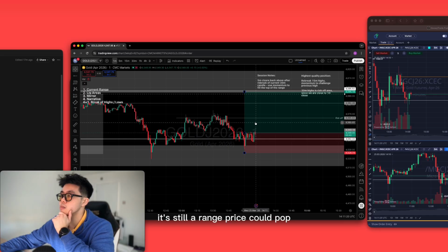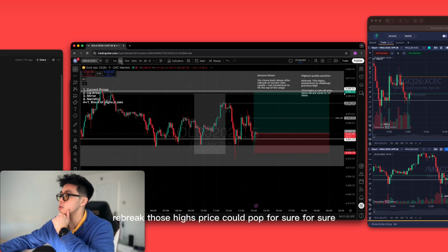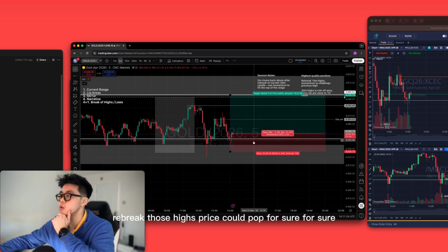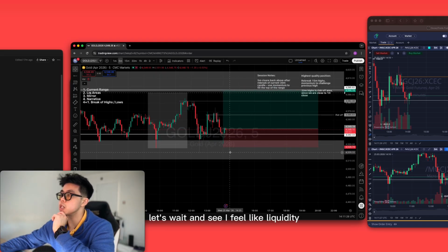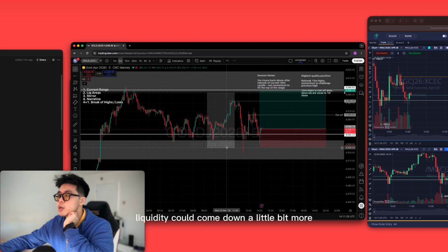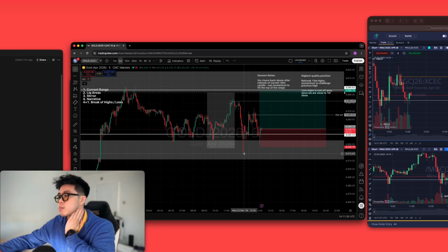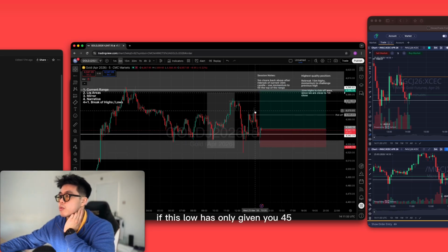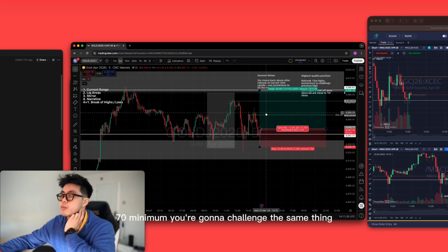It's still a range. Price could pop. Rebreak those highs. Price could pop. For sure. Let's wait and see. I feel like liquidity could come down a little bit more. If this low has only given you 45.70 minimum, you're going to challenge the same thing.